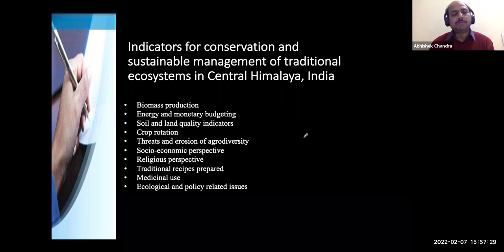And crop rotation, of course, the farmers are doing crop rotation. In a similar manner, we can put scientific threads and give value to them. And threats and emissions, agrobiodiversity, socioeconomic perspective, religious practice, prospective traditional recipes prepared by them, we need to enhance their quality and send them to the international and national level, medicinal use, and ecological policy related to the issues they can make.